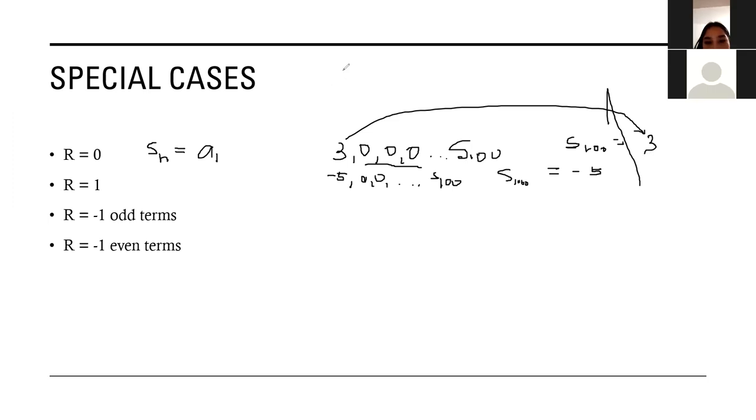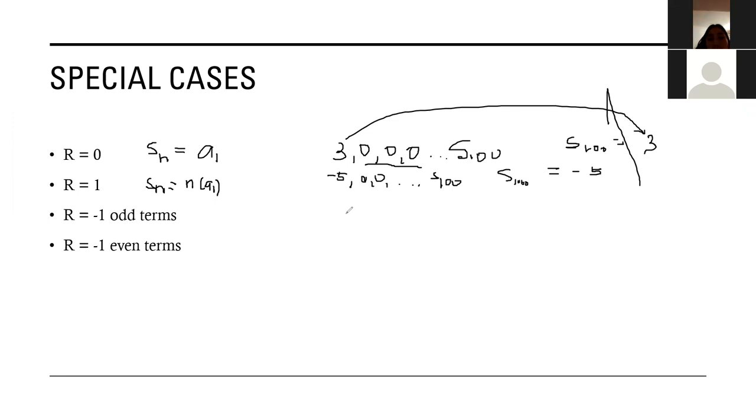Let's try naman if R equals 1. If R equals 1, this will be S sub n is n times A sub 1. Yan naman ang gagawin natin dyan. Pakitake note ko ng mga special cases na to ha. If R equals 1, your S sub n will be n times A sub 1.